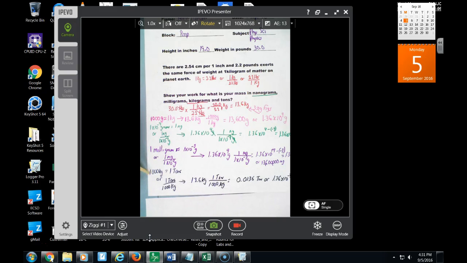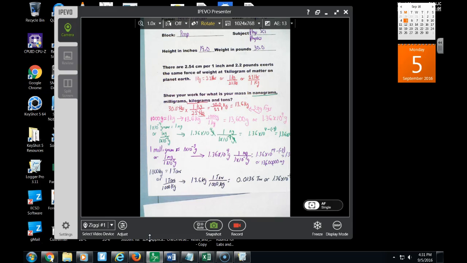Now let's do our ton. 1,000 kilograms equals 1 ton, so 1 ton over 1,000 kilograms. Since I have 13.6 kilograms from back up here, I can make use of the same data again, and I end up with 0.0136 tons, or 1.36 times 10 to the minus 2 tons.